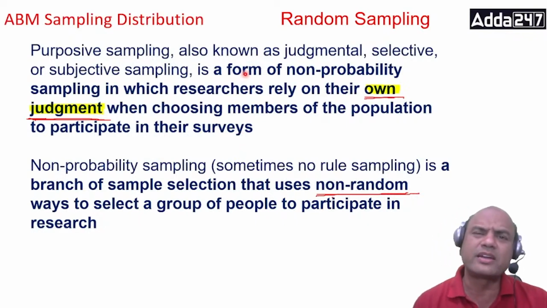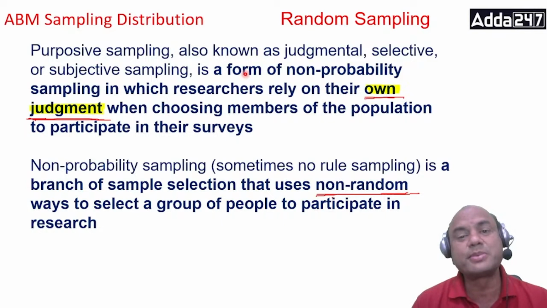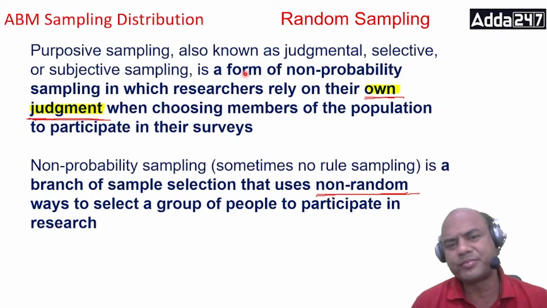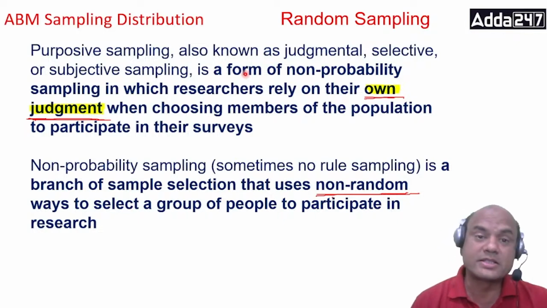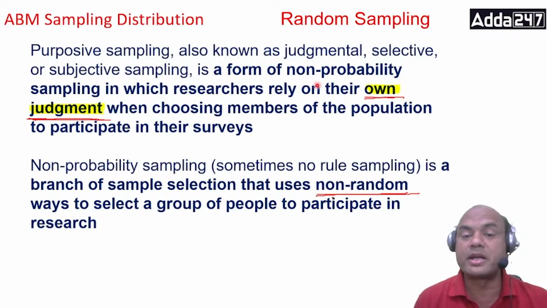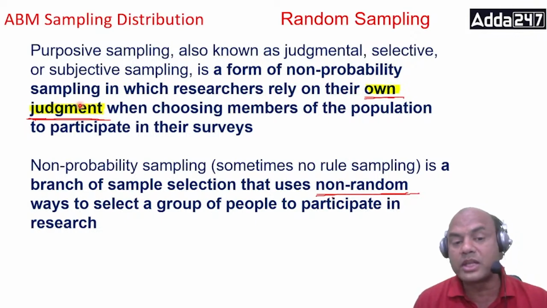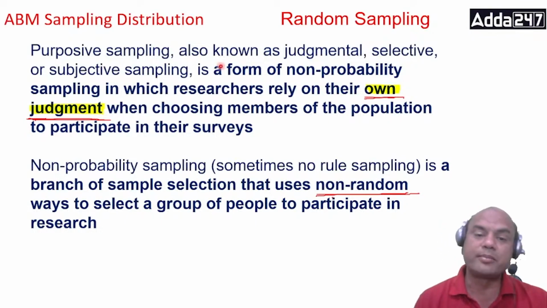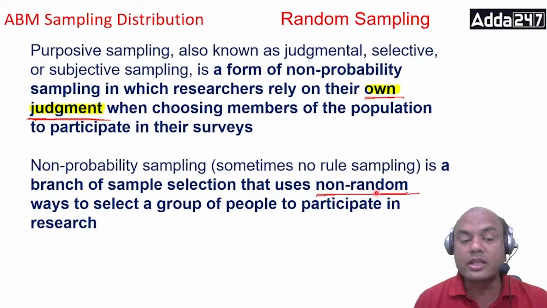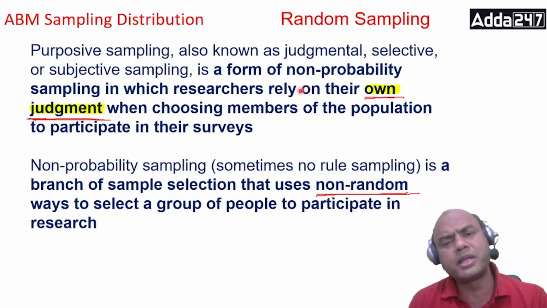Suppose we see TV shows, singing competitions, dancing competitions, like Nach Baliye, right? All those are there. What do we see in that? There are judges. Judges have their own judgment. They are the learned persons. So in this form of non-probability sampling, the researchers rely on their own judgment, own knowledge. So this is judgmental sampling. Non-probability sampling is a branch of sample selection that uses non-random ways to select a group of people to participate in the research. Non-random ways, okay? It's based completely on the judgment.